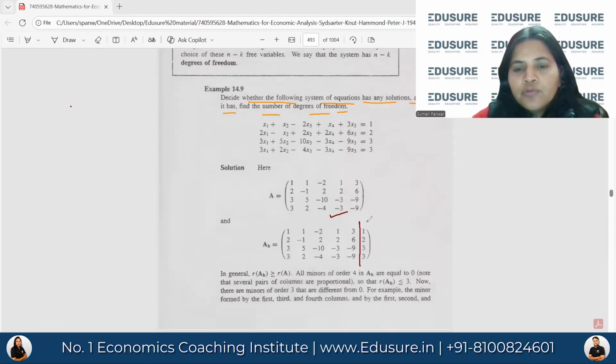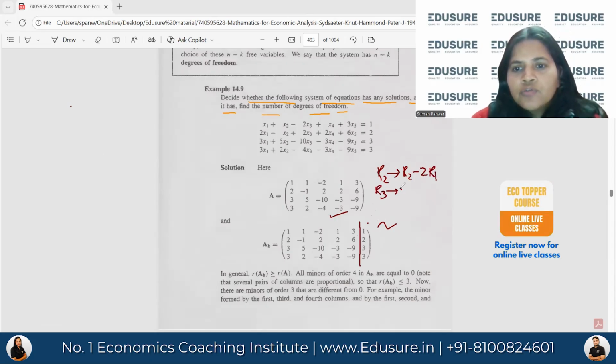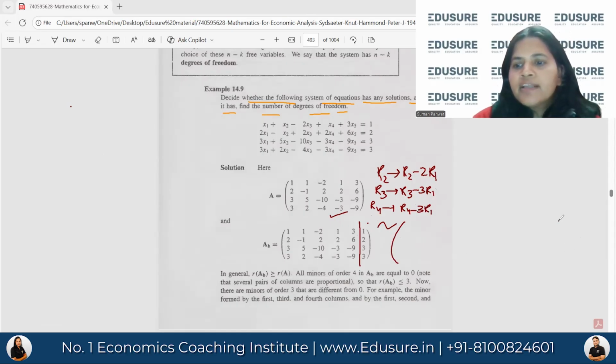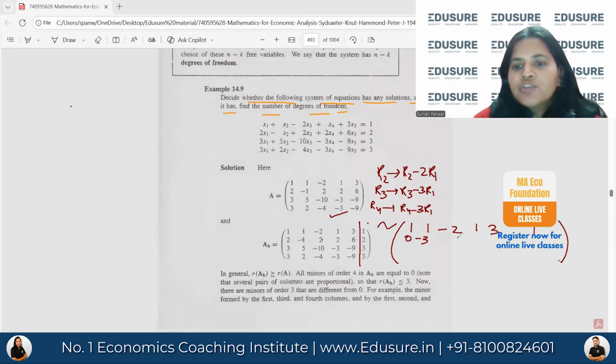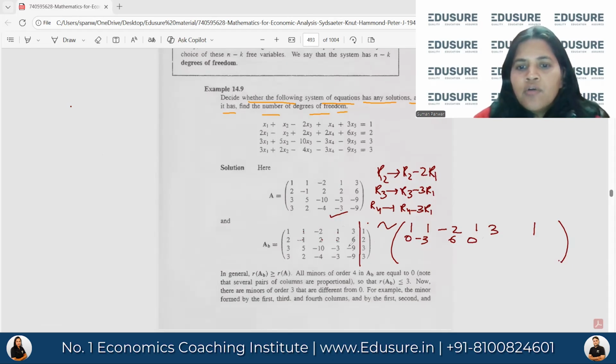In this matrix, if I do the first operation as R2 goes to R2 minus 2 R1, R3 goes to R3 minus 3 R1, and R4 goes to R4 minus 3 R1, then this matrix will turn out to be as follows, with each entry computed by subtracting the scaled first row.